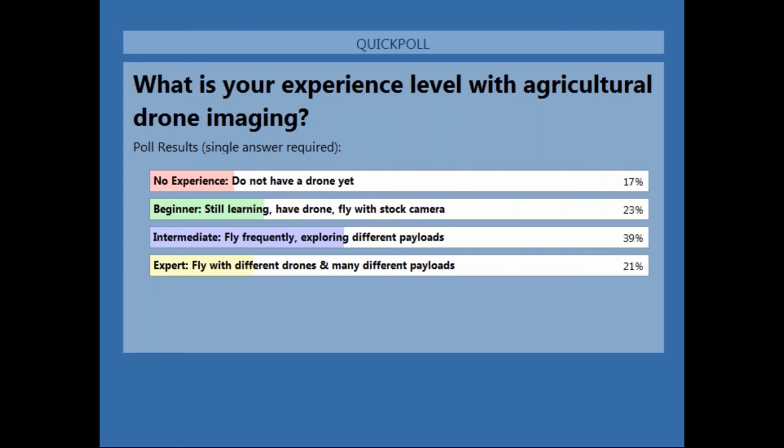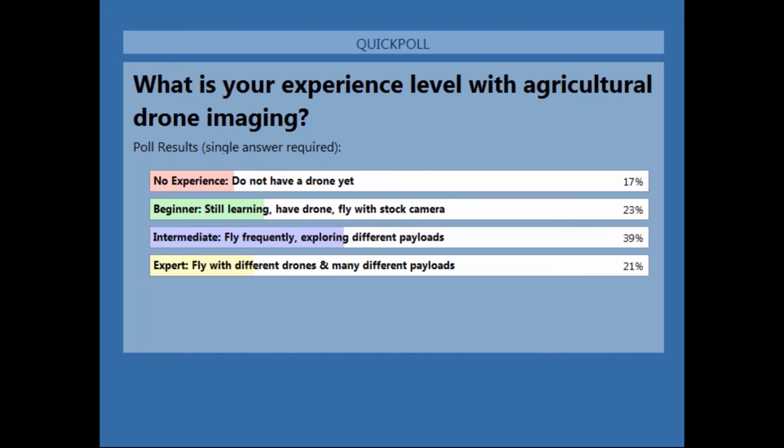Okay. Yeah, that's actually kind of what I was expecting from this audience, given that most of you are academics or service providers. So intermediate, fly frequently, exploring different payloads, 39%. I feel like that would be the accurate profile for someone who's in research, who's experimenting with different payloads, maybe thermal, maybe multispectral, maybe even hyperspectral. But it's also good to see that we've got some beginners. Maybe you have a drone flying with a stock camera. That's typically how people eventually get into the more complex systems, like a RedEdge multispectral camera.